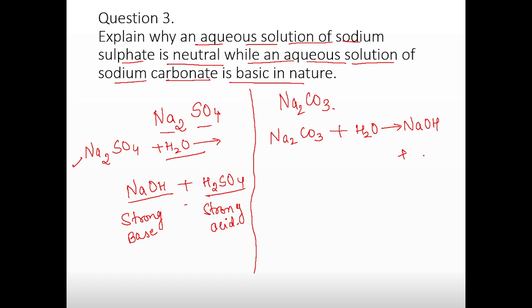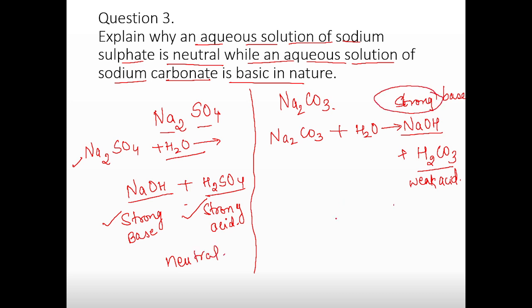whereas in this case NaOH is strong base, so that means the solution is definitely going to be basic. So you can directly write it is made up of strong base and weak acid, hence the nature of the solution is basic, whereas in this case you can write that this is made up of strong base and strong acid. That is why the solution is neutral in nature. That's it, right? So this was the question number 3. I hope you are able to understand it.